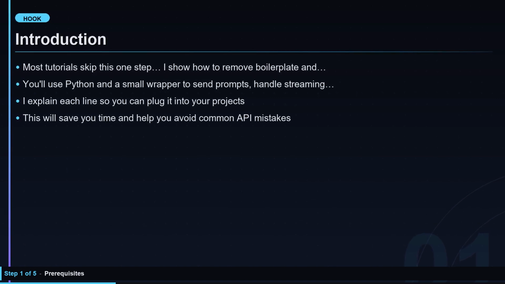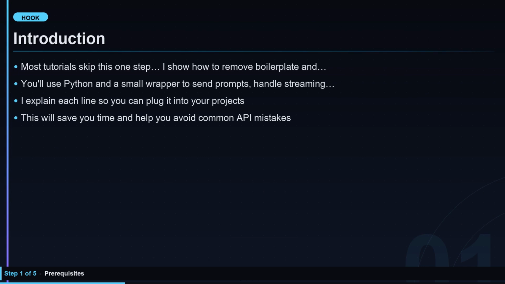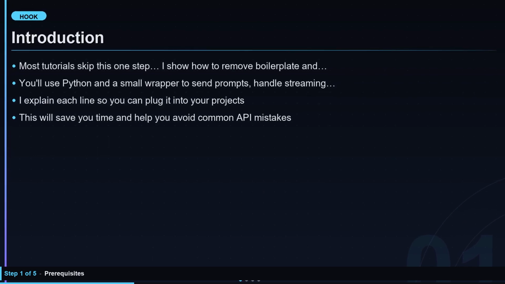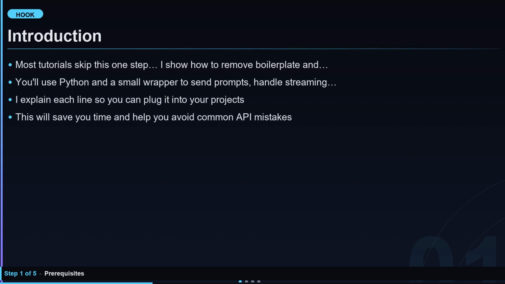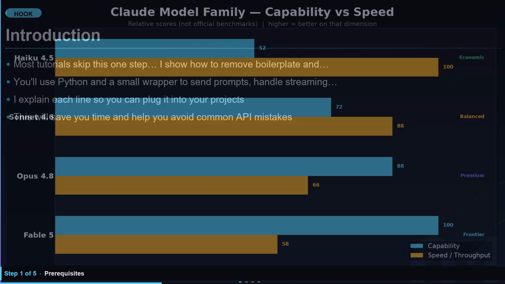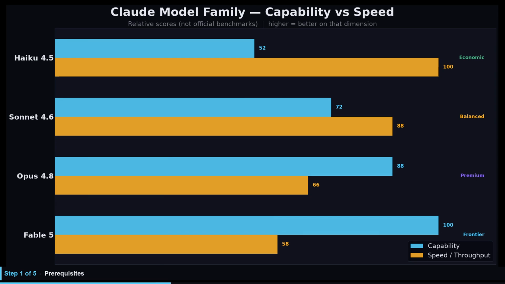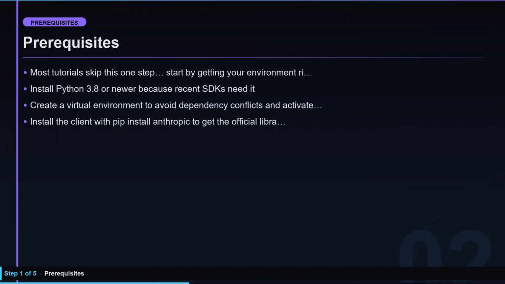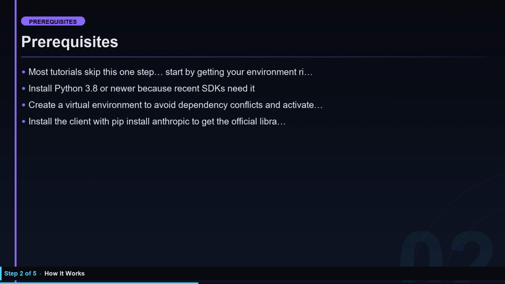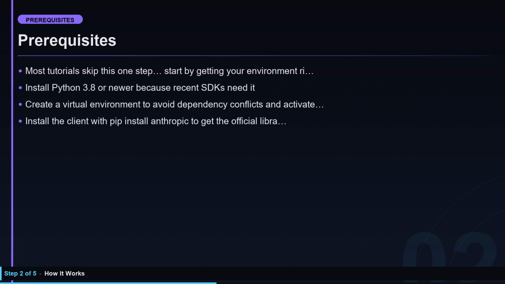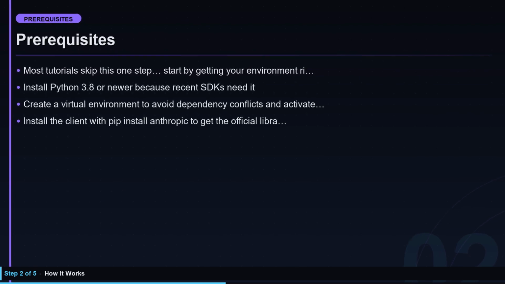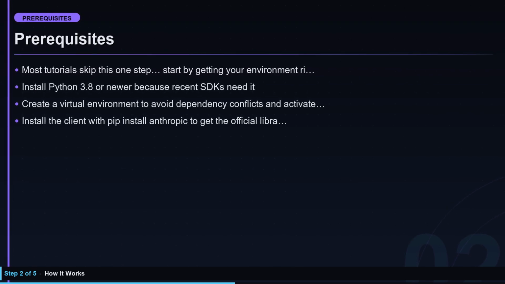Start by getting your environment right. Install Python 3.8 or newer because recent SDKs need it. Create a virtual environment to avoid dependency conflicts and activate it. Install the client with pip install anthropic to get the official library and its helpers. Obtain an API key from your Anthropic account and set it as an environment variable. For example, export ANTHROPIC_API_KEY equals your key. Know basic HTTP requests or async programming to follow the examples.